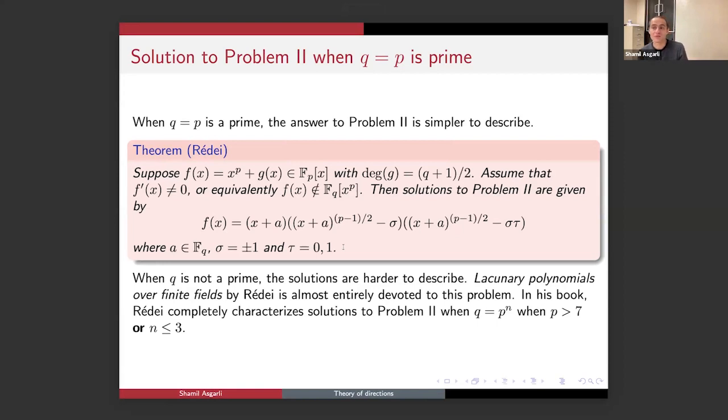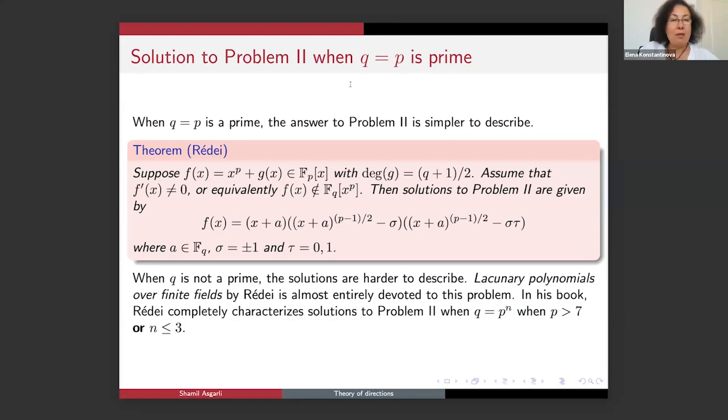So he basically solves the problem in all cases, except for a very few cases when n is big, but P is small, right? If you're willing to assume P is bigger than 7, then Rédei has solved the problem. And even when P is small, like 2, 3, and 5, and 4 is also a prime power, Rédei has also solved the problem when n is at most 3.